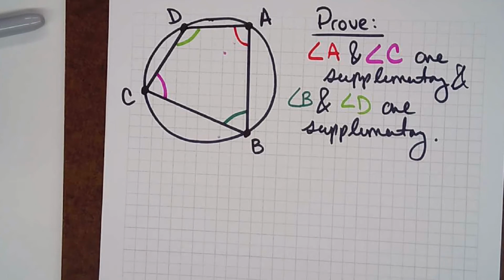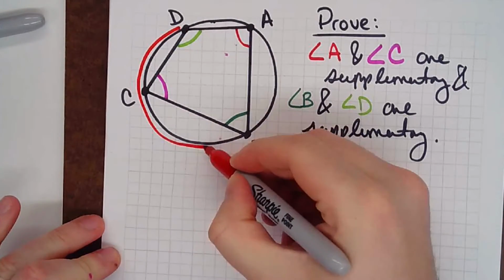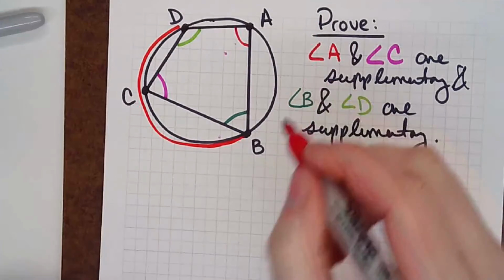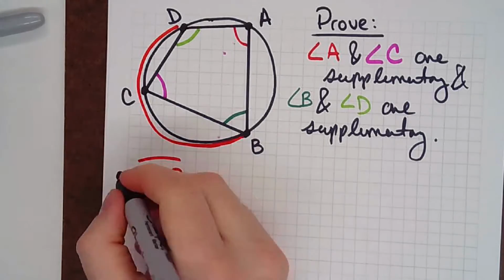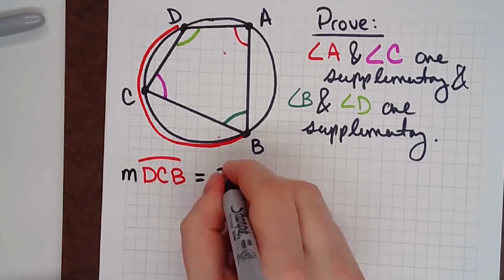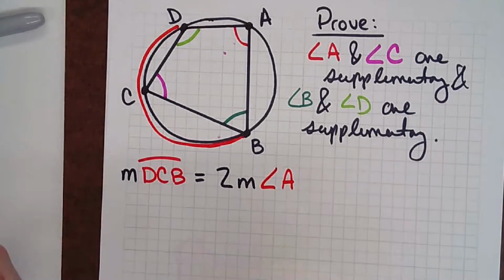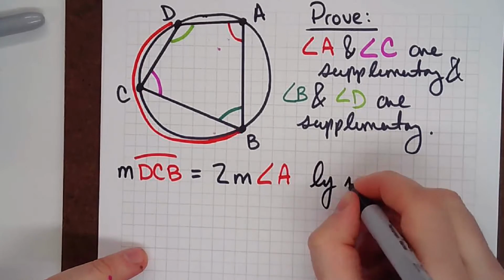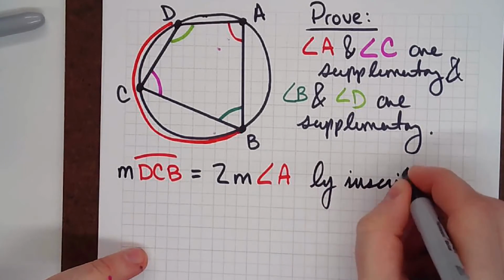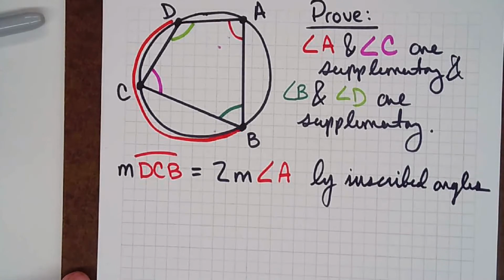We know it, let's write it. So we're going to say that arc DCB, let me highlight that in red. This arc right here that angle A opens up into, arc DCB, the measure of it, is going to be equal to double the measure of angle A. And we know that because angle A is an inscribed angle. So I'm going to write that. By inscribed angles. We squeezed it in there. All right, so by inscribed angles.